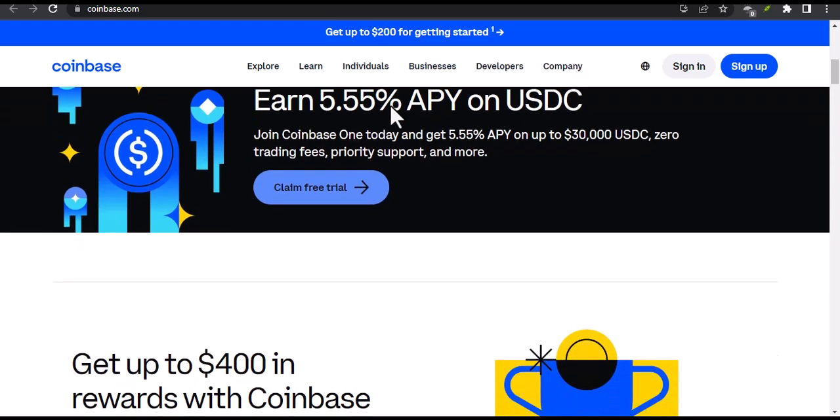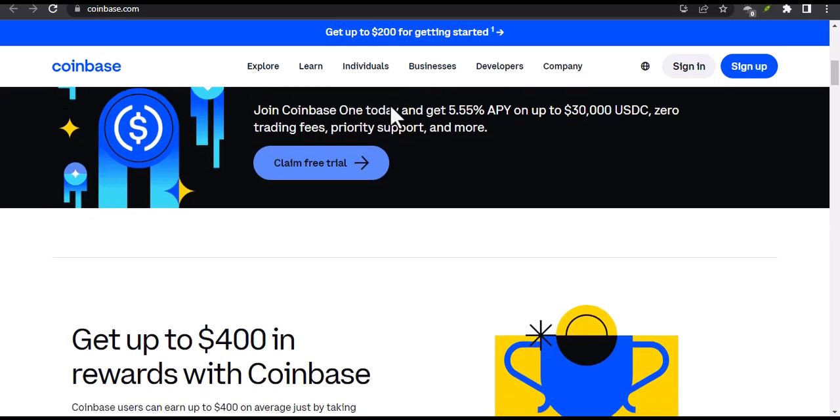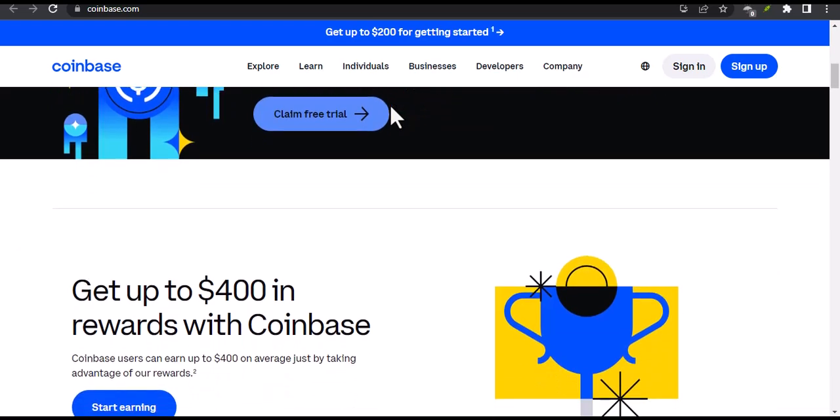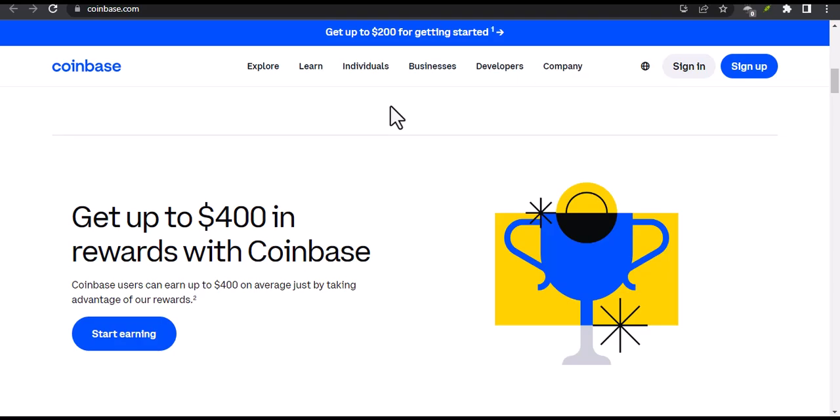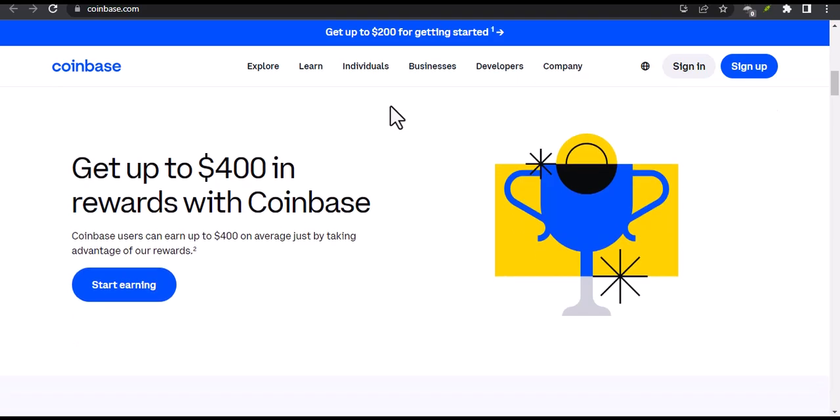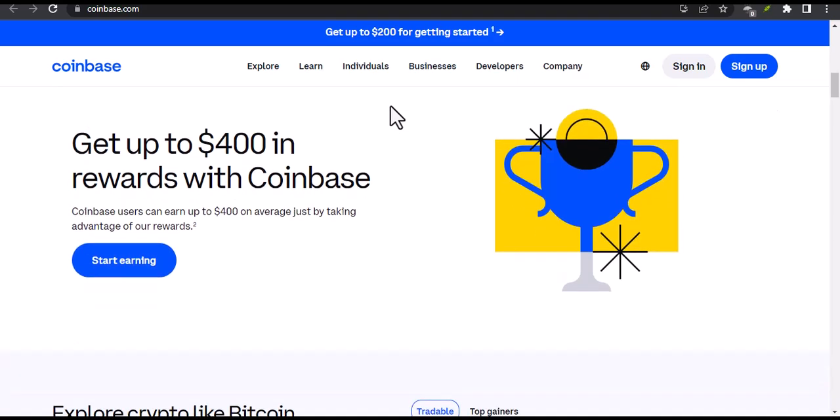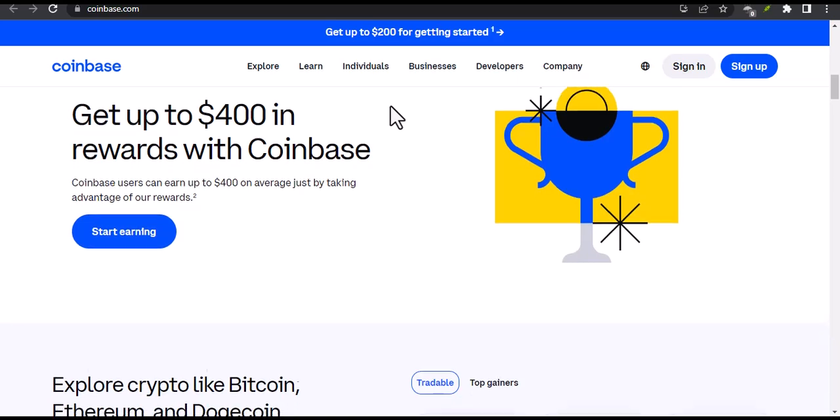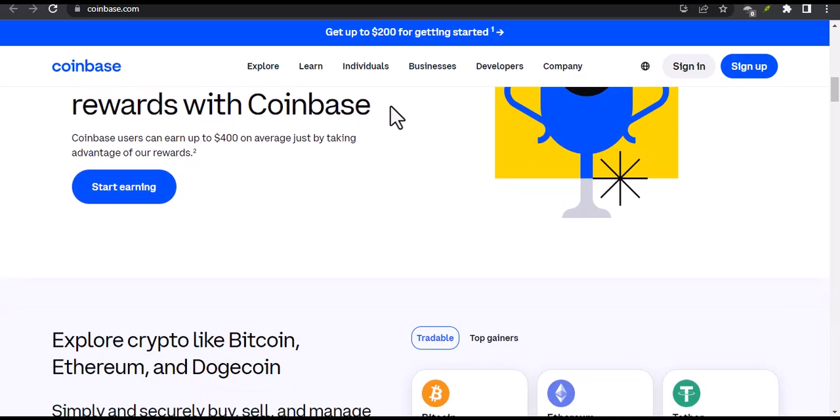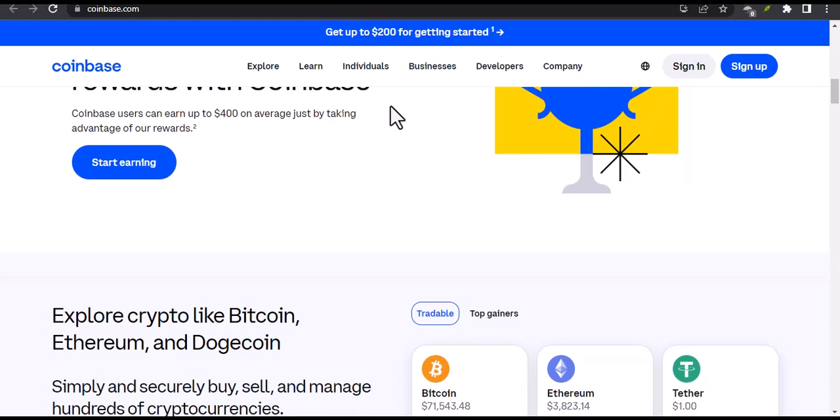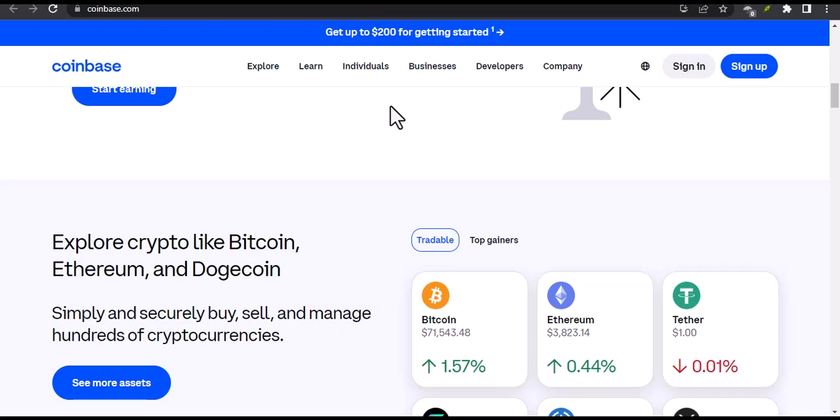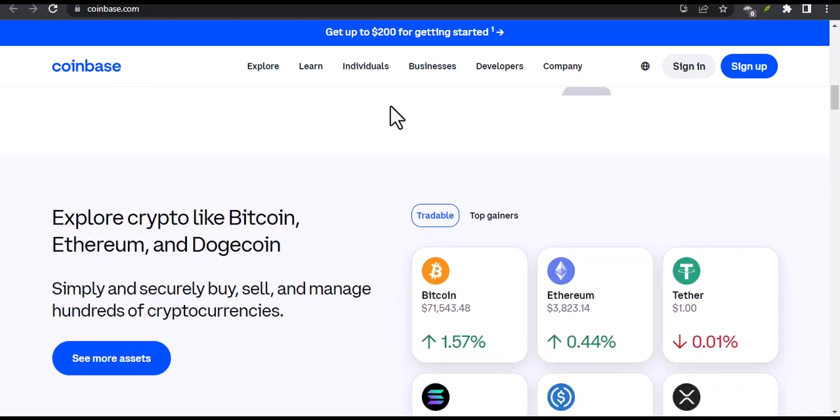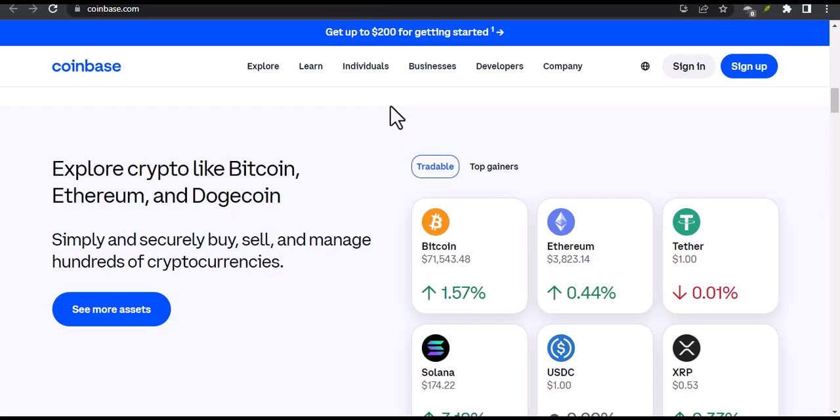Coinbase is a cryptocurrency exchange that allows you to buy, sell, and trade a variety of cryptocurrencies. It's one of the most popular exchanges out there, and it's used by millions of people around the world. One of the things that makes Coinbase so popular is that it's easy to use. You can create an account in just a few minutes, and you can start buying and selling cryptocurrencies right away. Another thing that makes Coinbase popular is that it's secure. Coinbase uses a number of security measures to protect your account and your funds.